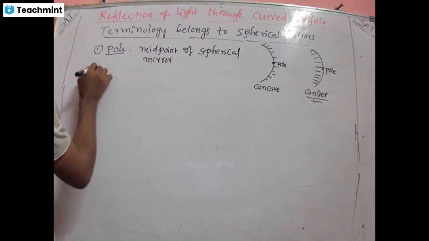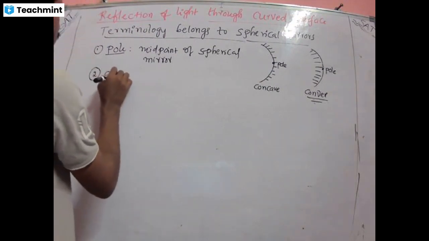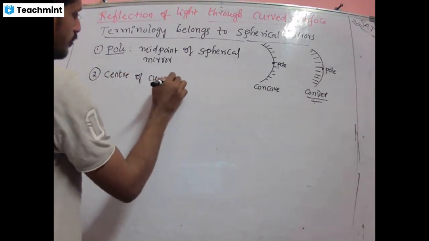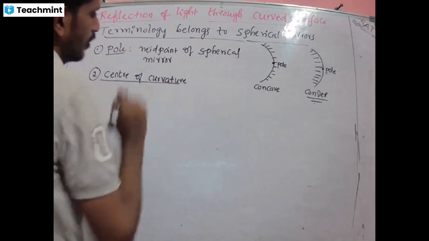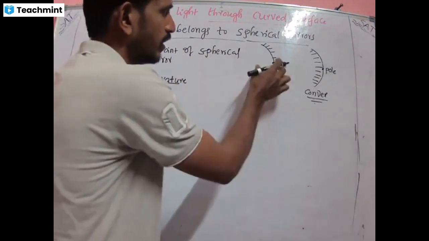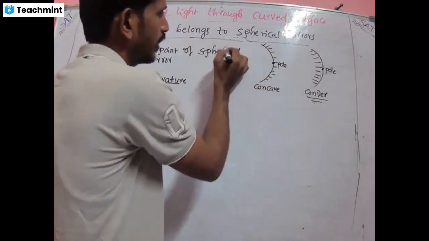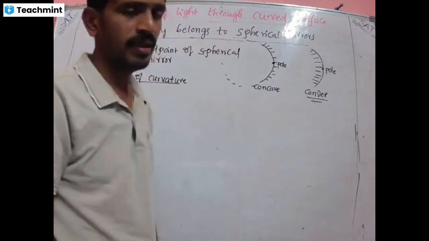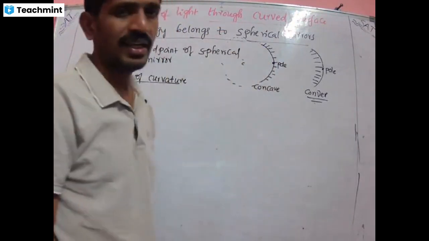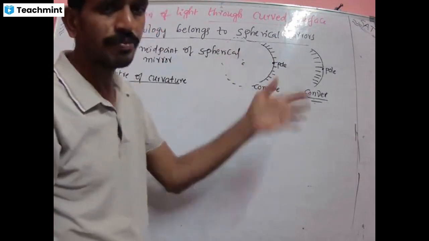Next terminology: center of curvature. What is the center of curvature? A spherical mirror is a part of a sphere. If you complete this mirror, we get one sphere, one circle. The sphere has a center, and this is called the center. This is the imaginary center, because the mirror is only a part of the sphere.